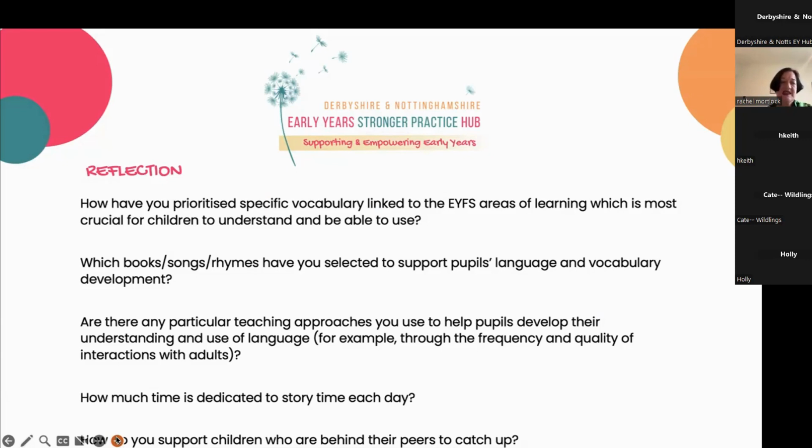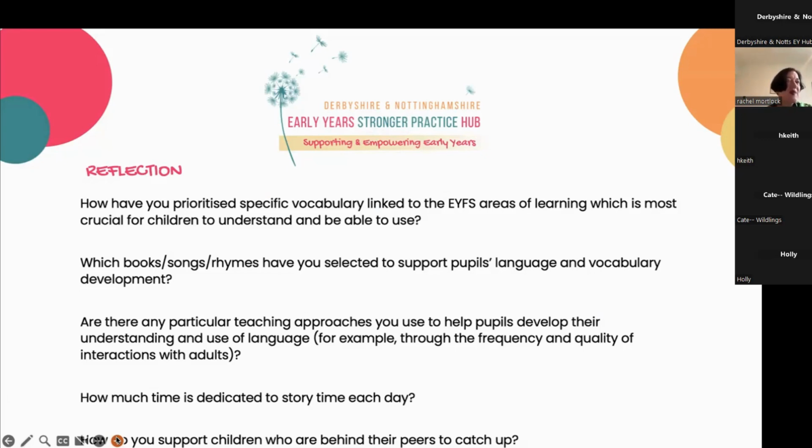Are there any particular teaching approaches that you want to use as a whole school setting? Because a whole school approach or whole setting approach is really important. So, you know, what's our approach to interaction with adults? What's the role of the adult when they're in the role play? How do we support language development? So thinking about those things, about making sure that there's dedicated times for stories each day.